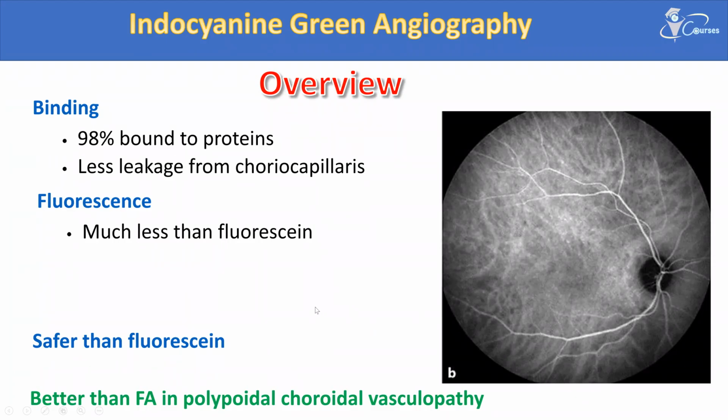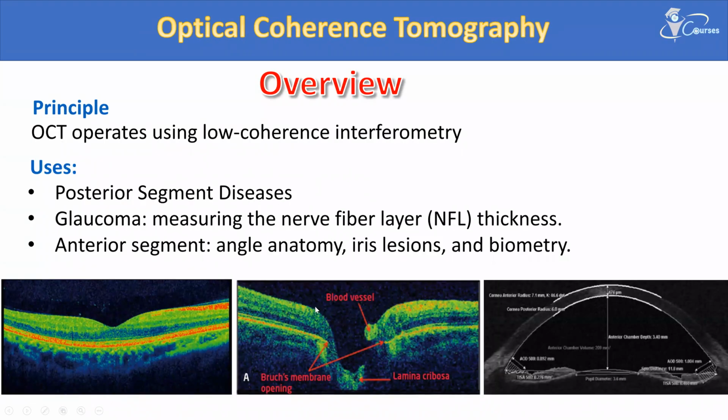Okay, fantastic. Let's now check the other modes of investigation, which is optical coherence tomography. Optical coherence tomography can be considered the other face of the ultrasound. The ultrasound takes sections within the eye and uses ultrasonic waves. The optical coherence tomography will take sections in the posterior segment or the anterior segment, but instead of using ultrasound waves, it will use low coherence interferometry. It will use laser light.